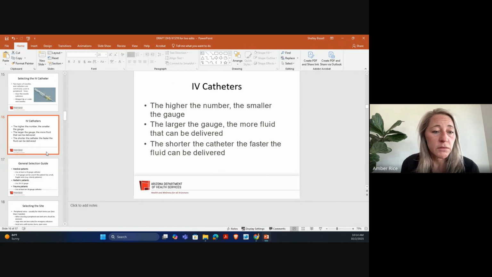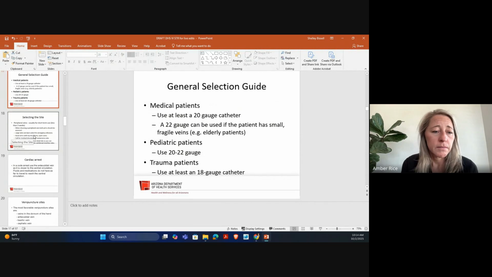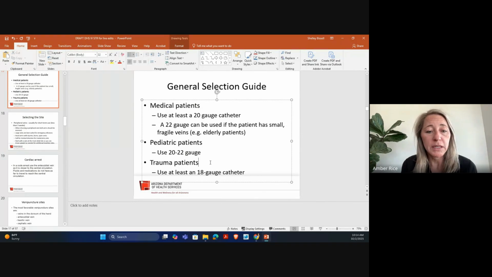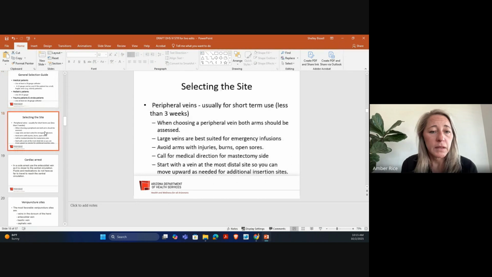So if we keep going down, general selection guide. We also ask for them to put larger bore IVs in stroke patients. I don't know if we want to specify that in here. Trauma patients and stroke patients, maybe. Okay. And then I have site selection.